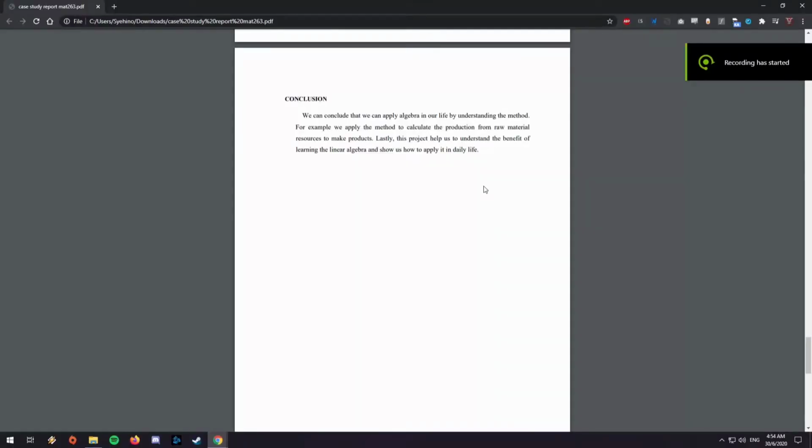As a conclusion, we can find that linear algebra is very useful in our daily life. In our case study, we have shown that it can help in economics aspect for decision-making process. By doing logical calculation, we will have a hint on the correct decision to do. We are sure that there are many more ways to apply linear algebra to help us in our daily life. For example, we apply the method to calculate the production from raw material resources to make products. Lastly, this project helped us to understand the benefit of learning the linear algebra and show us how to apply it in our daily life.